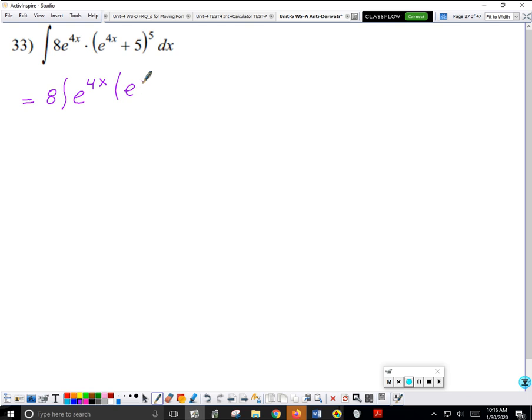Okay, as I look at the two functions that are being multiplied, I need to identify that they are of a specific form. So here are the two functions being multiplied. We get the dx. Someone on the test yesterday forgot that last point. The first function, e to the 4x, that is of the form e to the something.